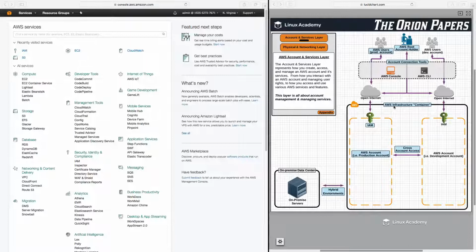So here we have AWS infrastructure containers. This represents the entirety of AWS. So anything inside of this is AWS architecture, infrastructure, and services. Then everything outside of this represents you, the user, or the open internet, or how you interface with Amazon Web Services. So here up top, we have a set of users.